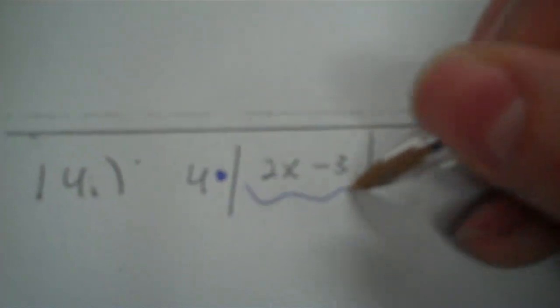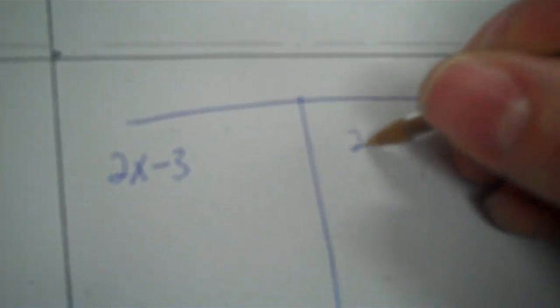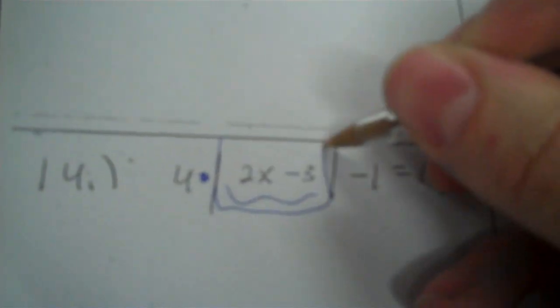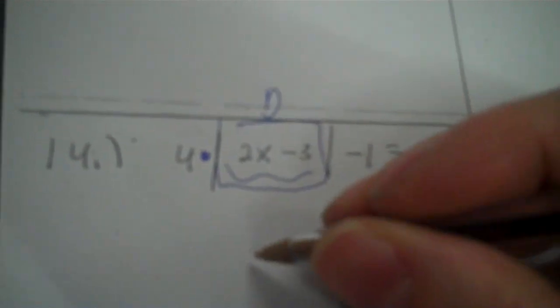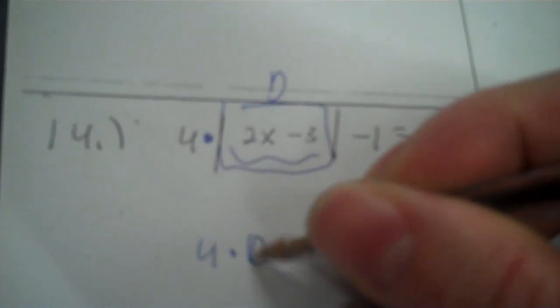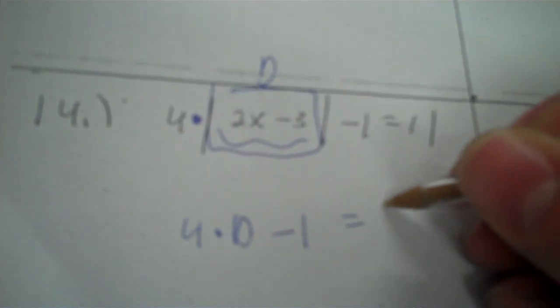Okay, so within the absolute value function, we have the expression 2x minus 3. So I write that on each side. Then I replace my absolute value function with d. But it's going to be 4 times d minus 1 equals 11 this time. Now I need to solve for d, because unlike here where d was by itself, it's not here. d has operations: times 4 and minus 1.